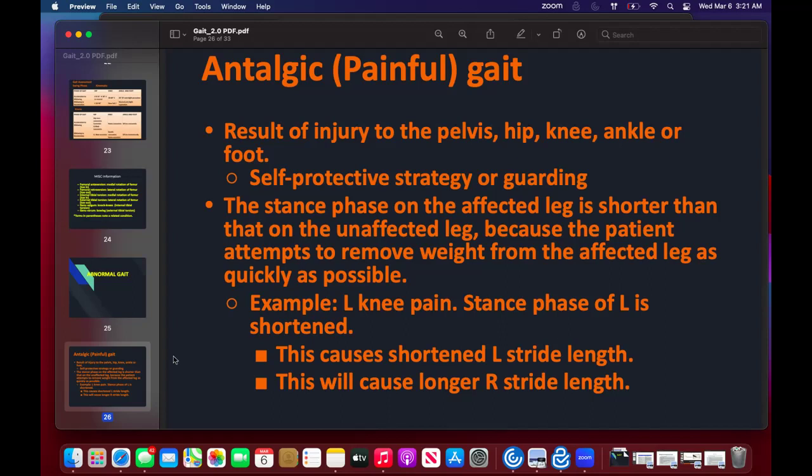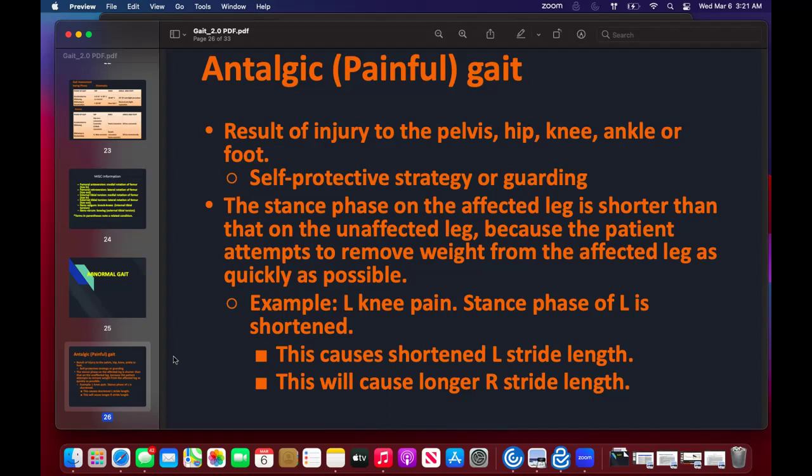The example here is that the individual has left knee pain, and so the stance phase of the left lower extremity is short. Remember we talked about stride length, when we're talking about one side. So I'm just talking about my left side. Basically the distance between when I put my heel down the first time in initial contact to when I put my heel down the next time at initial contact, that distance will be shortened.